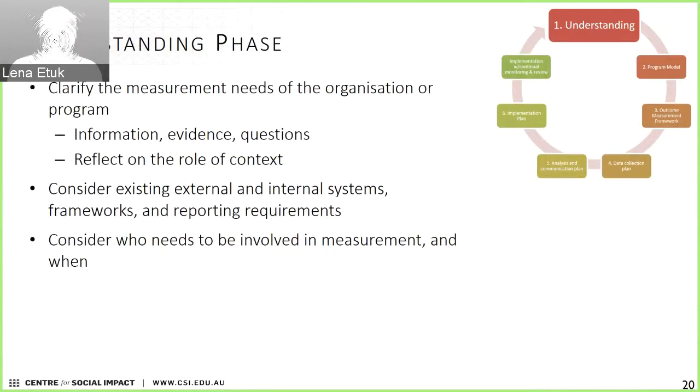So the first step is really that understanding phase. So at this point, you really want to clarify the measurement needs of your organization or your program. So what is it that your organization needs to know about outcomes and impact? What information do you already have? What evidence do you need? What level of evidence do you need? Do you need to be articulating attribution, contribution, or does that not matter? What questions do you have about the outcomes or impact? So think about all that, put that together, collate it, learn from various people across the program or the organization about what it is that they need out of this measurement exercise.